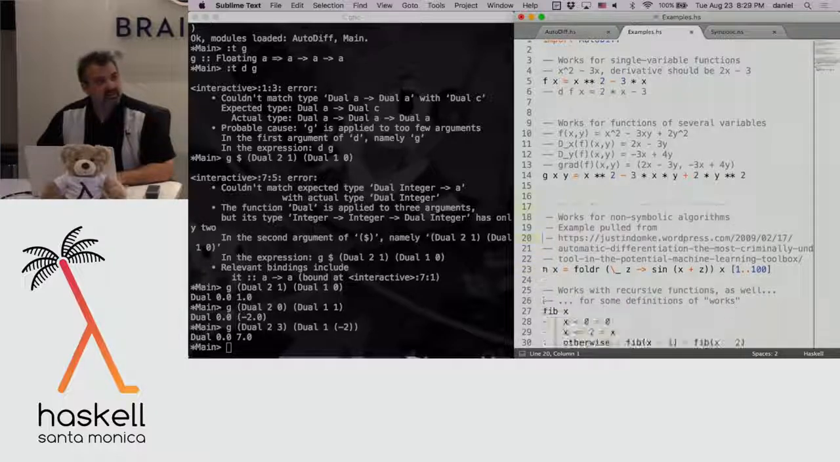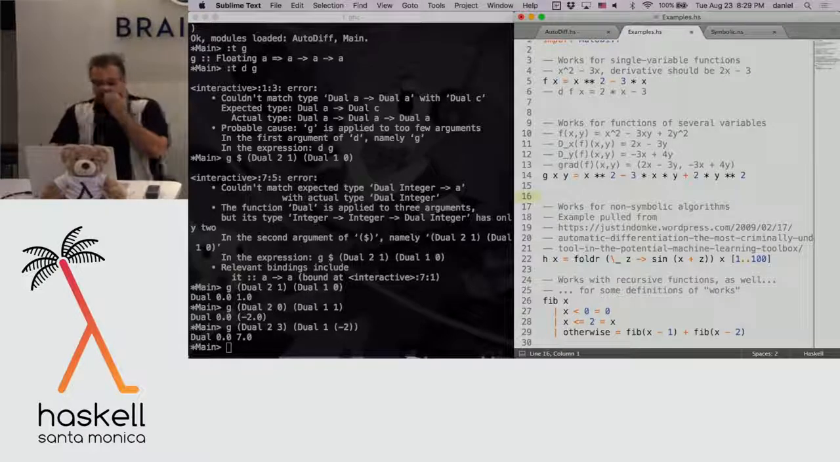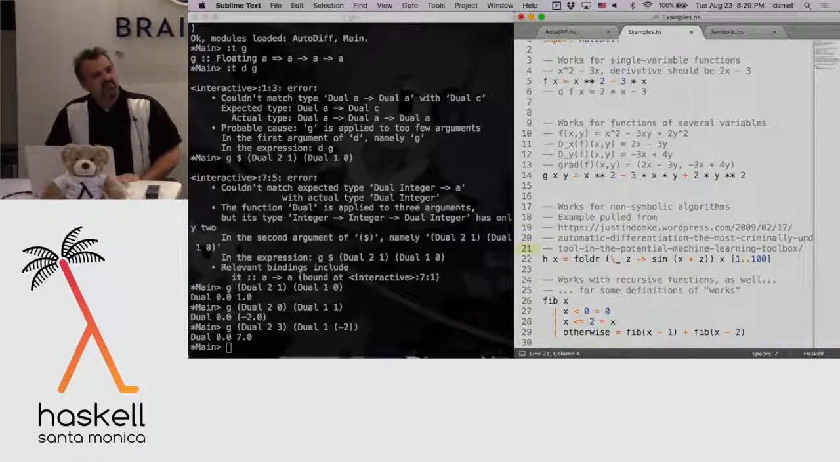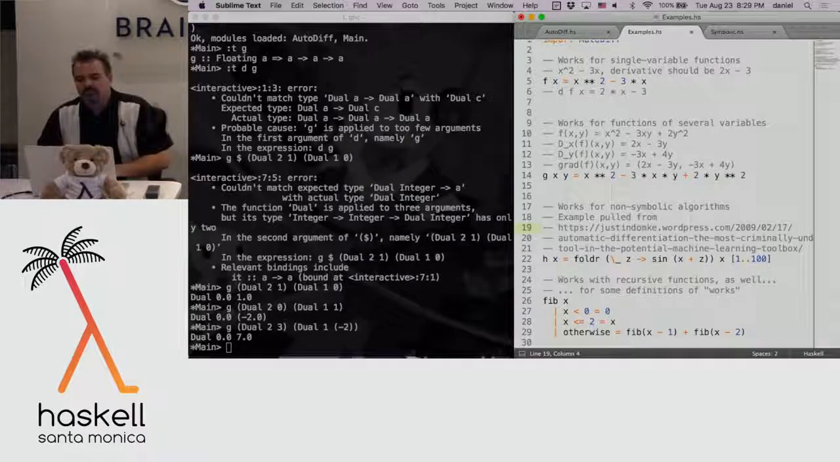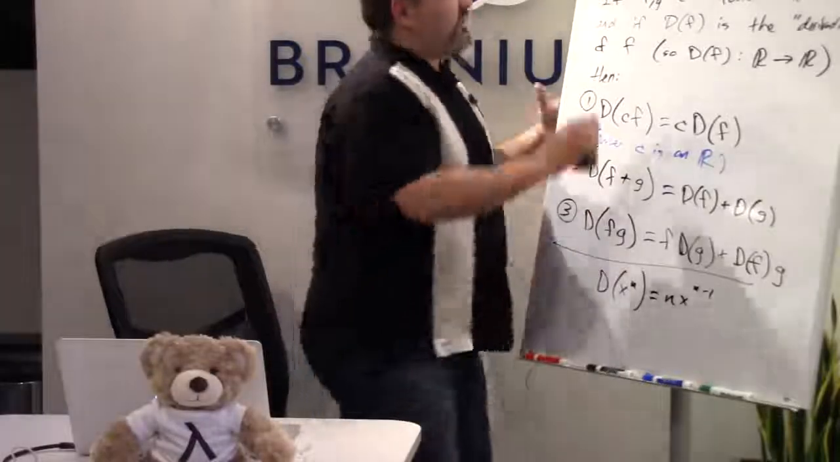Okay, now this is the big one, and this is why automatic differentiation is important. It works for non-symbolic algorithms. I got this example from a gentleman's WordPress. I'll put all the references at the end. Let's ignore that for a little bit and write it on the board because I can't read that.